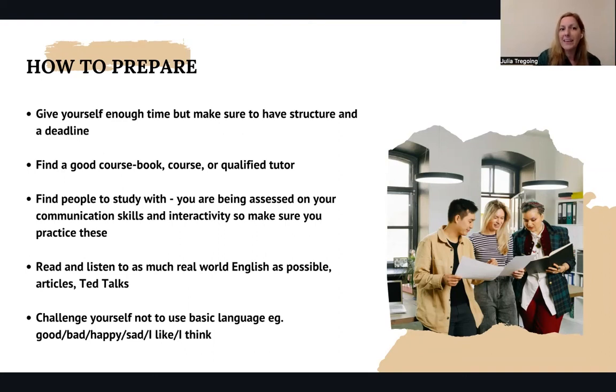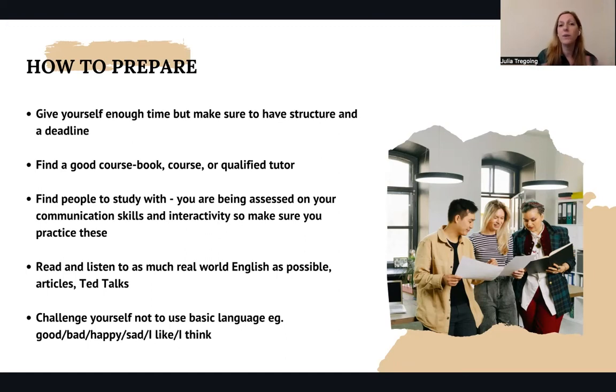And most importantly, actually find people to study with. You are being assessed on your communication skills and your interactivity, so please make sure you practice these. I really never recommend learning a language or studying for an exam like this in isolation. Again, language is for communication. That's the point of language, right? So learning it alone just seems like you're not maximizing what you could be doing if you were studying with other people. So do find other people to study with.